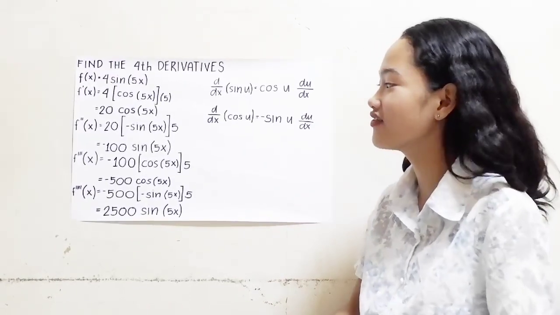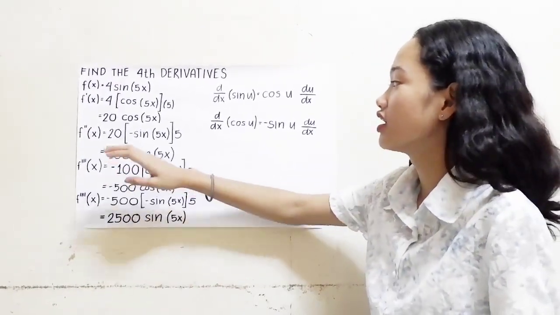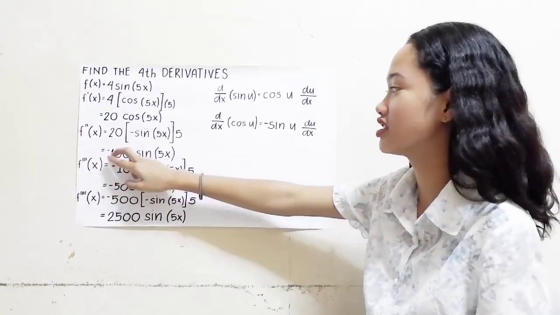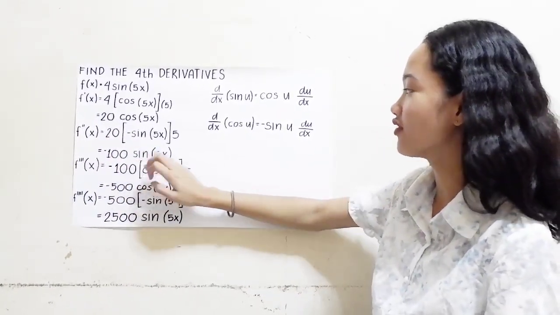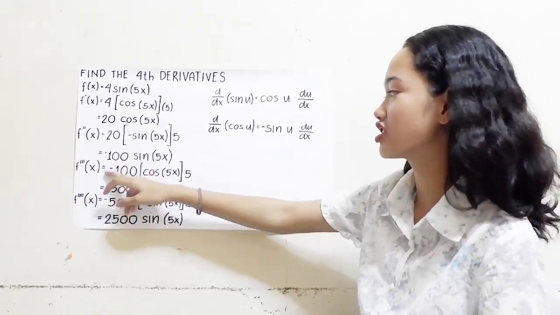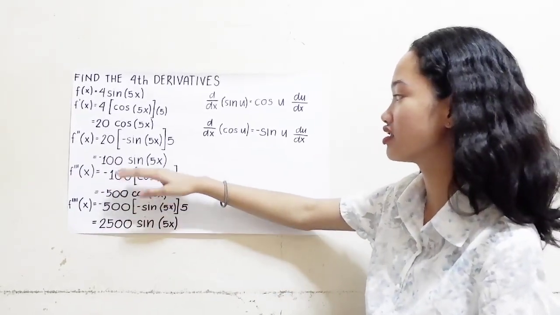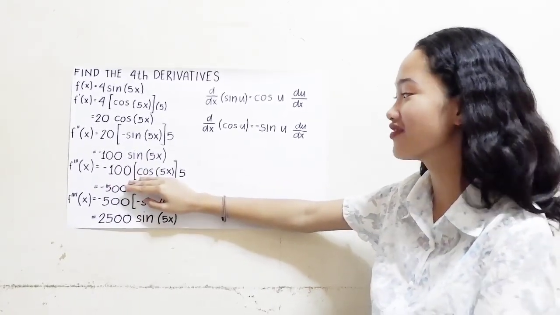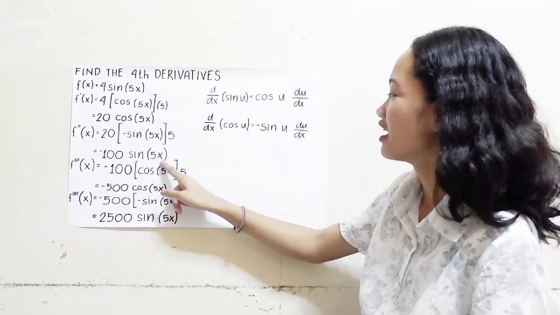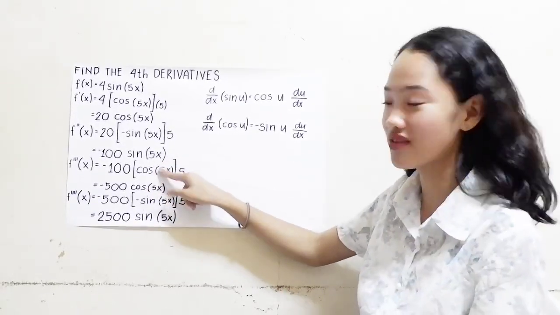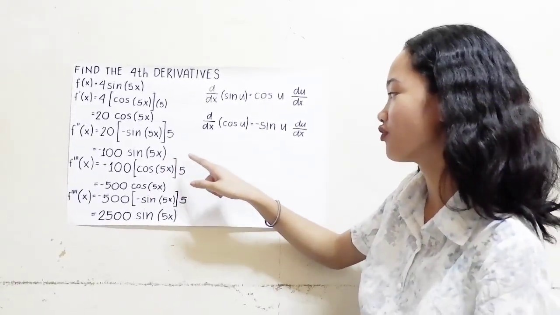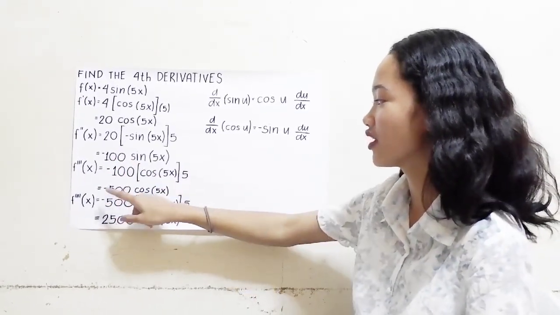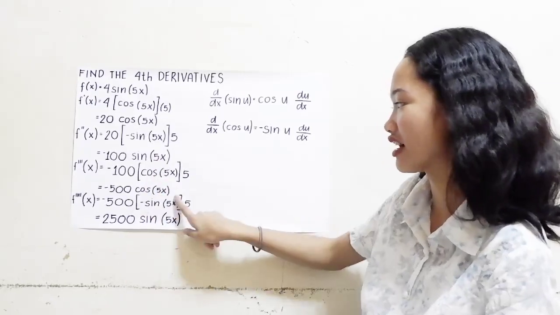And for our third derivative, we again use the answer of the second derivative, which is negative 100 sine 5x. So we just copy the negative 100 and find the derivative of sine 5x, which is cosine 5x, and get the derivative of 5x, which is 5. So 5 times negative 100 is negative 500 cosine 5x.